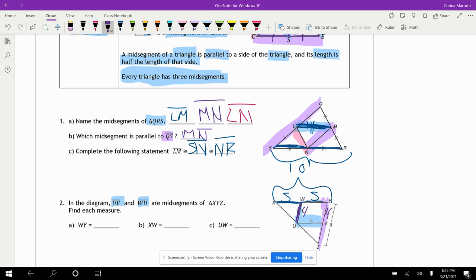Okay, and then this little piece should be 4, and this little piece should be 4. And that's all the information that they give us, so that's all we can find. So then they're asking us from W to Y. So from W to Y is this piece right here, which we said was 5. So I'm going to put a 5 here. From X to W, this section here is also going to be 5. And then from U to W is 4. And I think that's it.